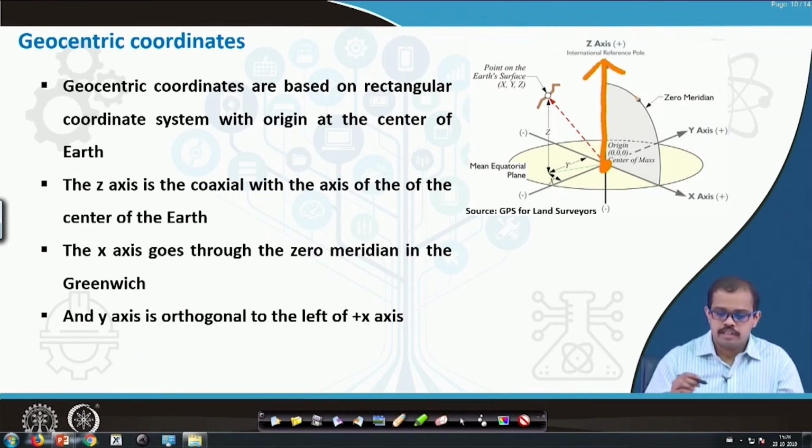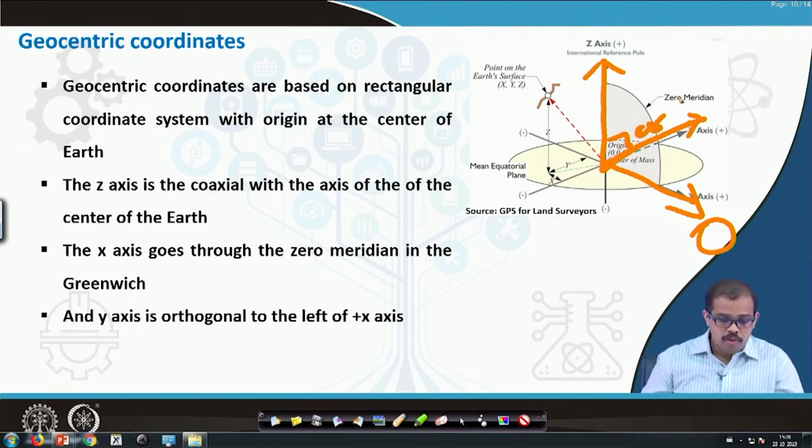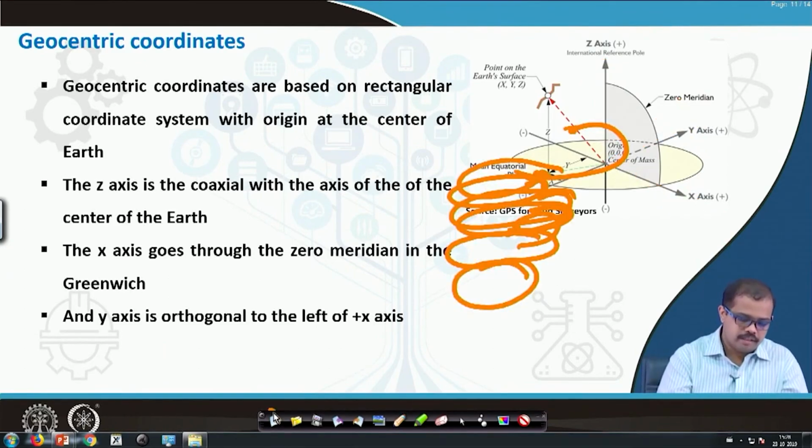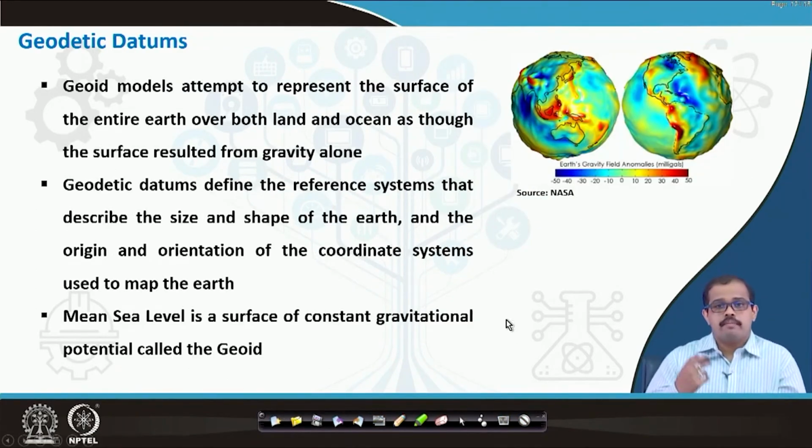Then the x-axis goes through the 0 meridian, at Greenwich, and the y-axis is orthogonal to the earth's axis, orthogonal to the plus x axis. When you are looking at geocentric coordinates, you have plus and minus values also, and we will look at some examples in the next slides. But the first thing you have to understand is geodetic datums.